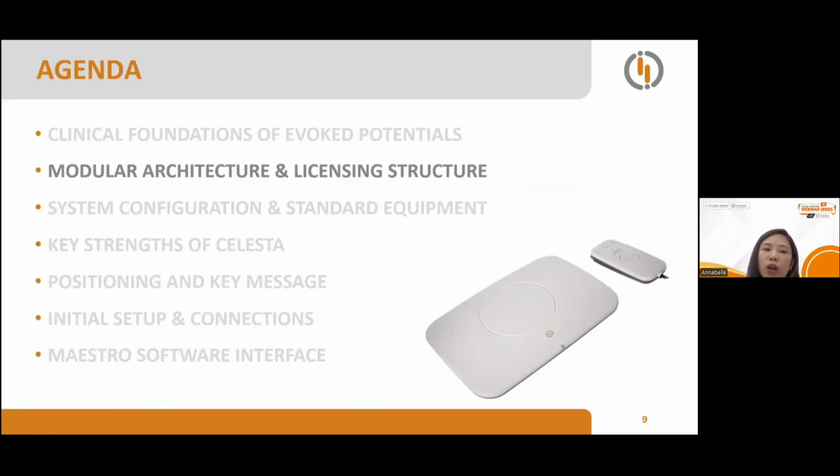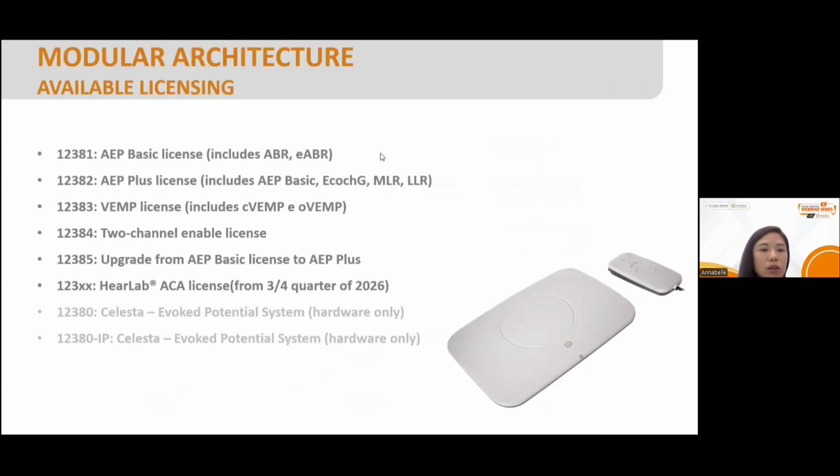So just now we talked about different tests, and due to the different structural arrangement, they are put under different modules, okay, and the licenses. We have the basic license, for the cases ABR and EABR, and then we have the AEP Plus license, also the ECOG, the MLR and LLR.